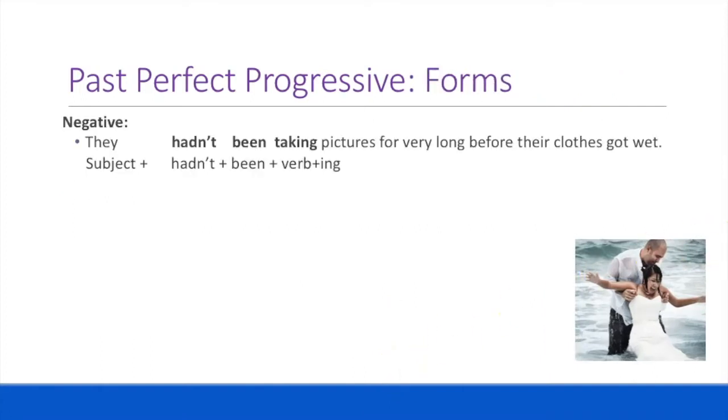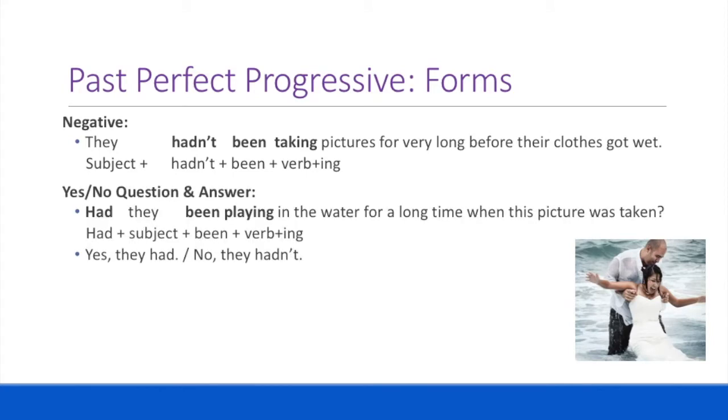These are the forms of the past perfect progressive. Negative: they hadn't been taking pictures for very long before their clothes got wet. They is the subject. Then we have hadn't, and we have been and the verb with the ing ending, which is taking.